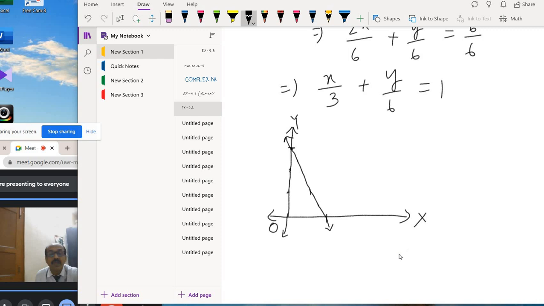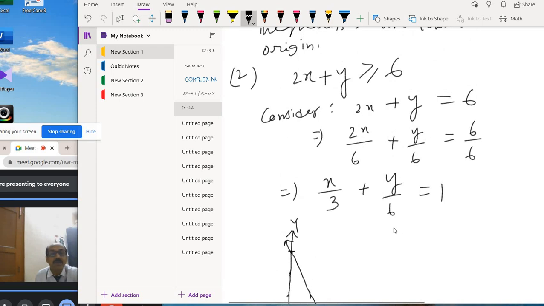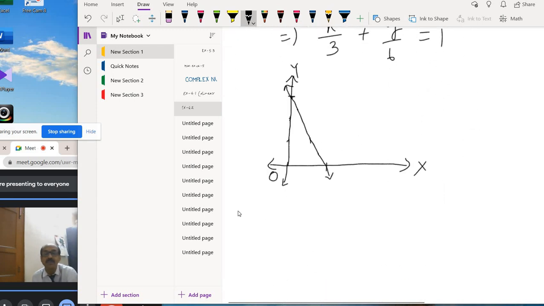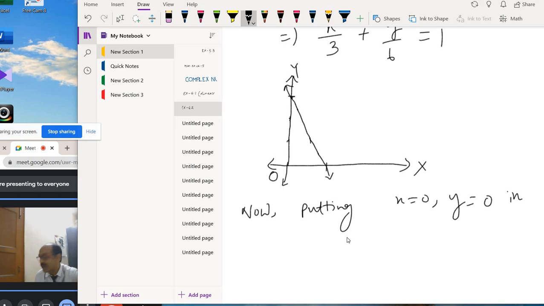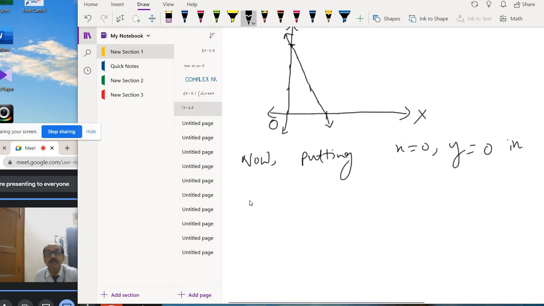Now you have to find x equal to 0 and y equal to 0. Actually we have to find the direction of the line. This is the line 2x plus y equal to 6. Okay. So now putting x equal to 0 and y equal to 0 in the inequality, 2x plus y greater than or equal to 6.